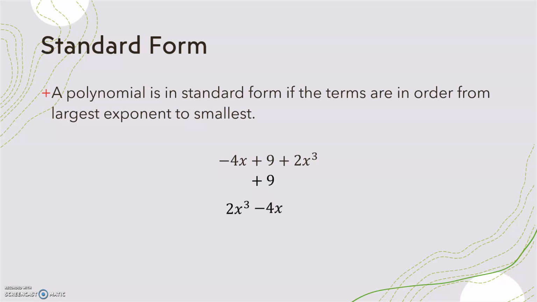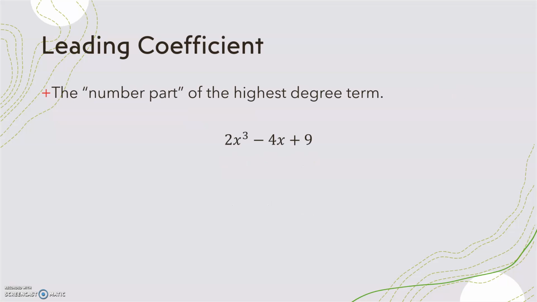Negative 4x has the next largest exponent because it has an exponent of 1. And the 9 is the constant term. So the constant term would go at the end always. If you have a constant term, a term without a variable part, it really has an exponent of 0 because it has no variable part. That goes at the end.